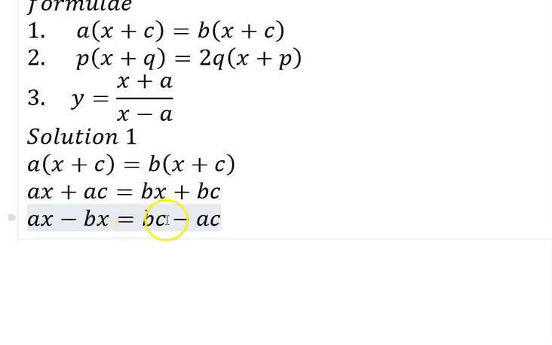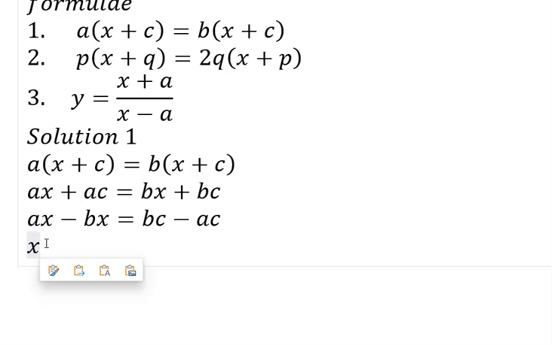Awesome. Now we want to make x the subject of the formula, but we have x here, we have x here. So let's factorize. That's the reason for this video. We factorize. So what is common between this ax and bx? x is common. x is common. So let's bring out our x that is common.